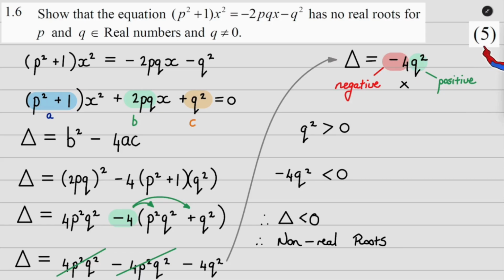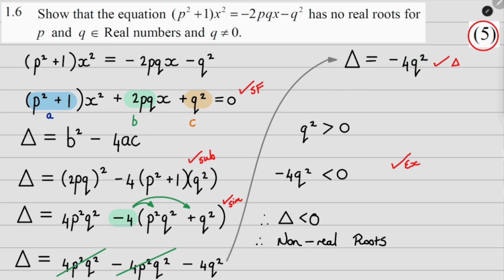Okay, let's have a look where the 6 marks come from in this painful question. We had 1 mark for your standard form there, boss. 1 mark for your substitution, 1 mark for the simplification of your discriminant, 1 mark for the correct expression for your discriminant of minus 4q squared, and then the last mark comes from your explanation behind non-real roots. You are not going to get a mark for this conclusion because they told you that. So you get a mark for explaining how your discriminant is negative.